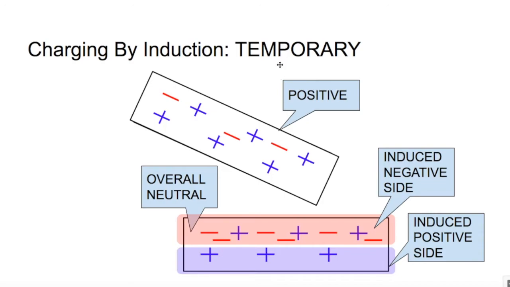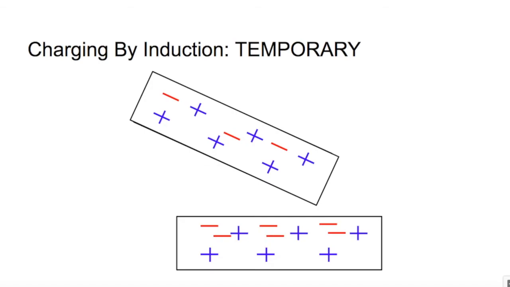But again, it's only temporary because once this positively charged object is removed, these electrons will simply go back to their original configuration, and you lose that negative-ish side and that positive-ish side, and you're now left with a regular neutral object. So there it is. That is charging by induction, resulting in a temporary charge.